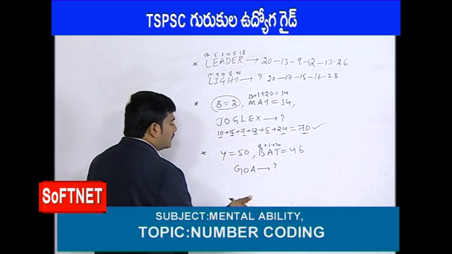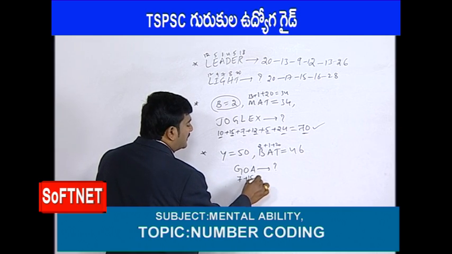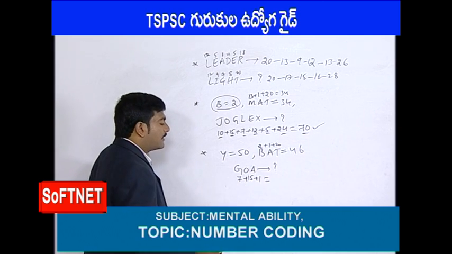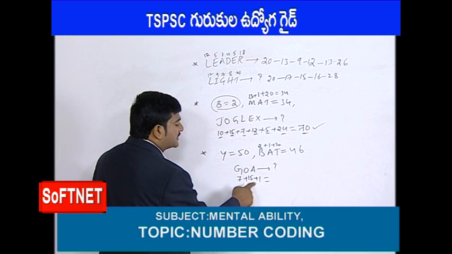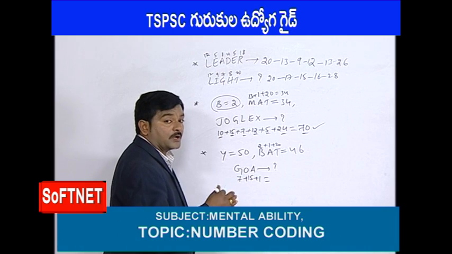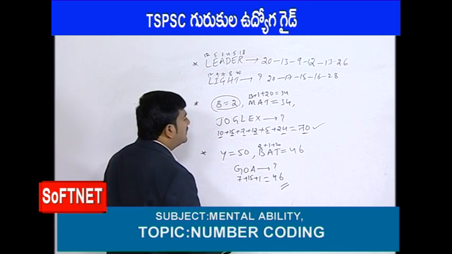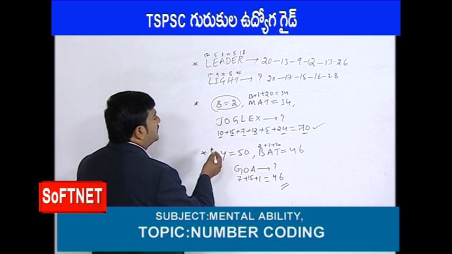Okay. Now G means how much? 7. O means how much? 15. A means how much? 1. Add all these values. 15 plus 1, 16. 16 plus 7, 23. Now what you have to do? I have to double that. 23 plus 23 means how much? 46. Okay. So now once we go to the previous example, is it right or not? Once we will check.